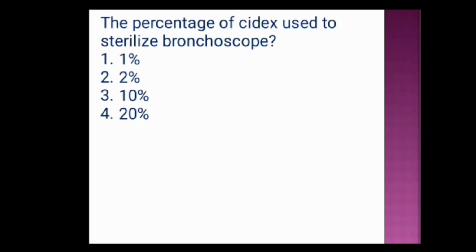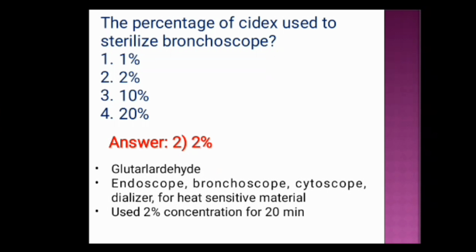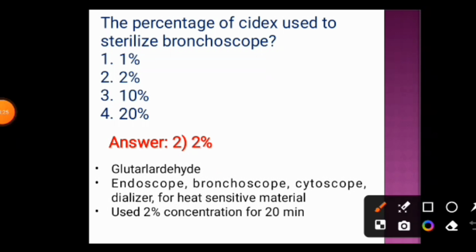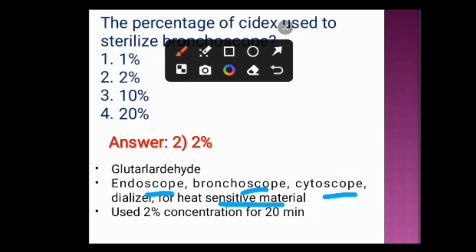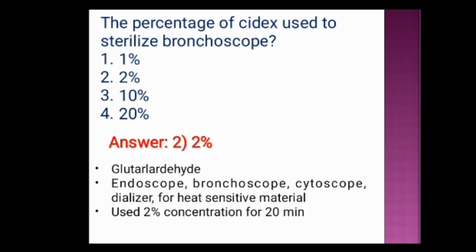Next question. The percentage of Cidex used to sterilize bronchoscope. Option 1 2%, option 2 2%, option 3 is 10%, option 4 is 20%, and the correct answer is option 2, 2%. Cidex is basically glutaraldehyde. It is used to sterilize endoscope, cystoscope, bronchoscope, any kind of instrument that ends with scope. All are sterilized by glutaraldehyde, that is Cidex. It is used to sterilize heat sensitive material. It is used at 2% concentration for 20 minutes.